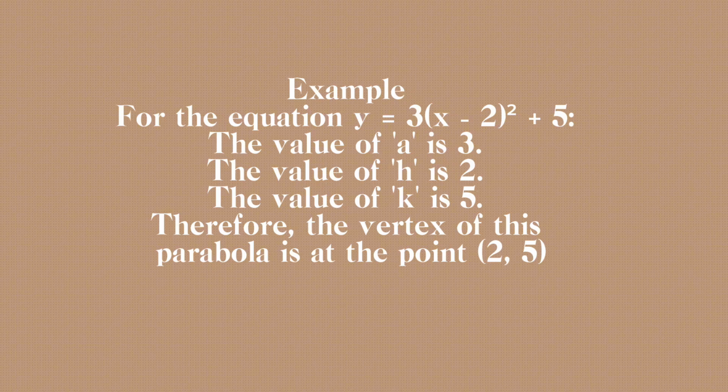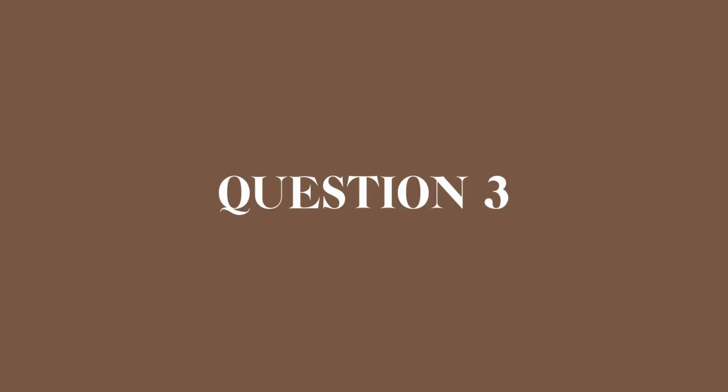Also, I don't know if I mentioned this earlier, but a not only determines whether the parabola opens upwards or downwards, but also if it has a stretch. So to summarize, this equation is telling us that this function has a vertex at (2, 5) and a stretch of positive 3. Now that we have reviewed those things, let's move on to reviewing question 3.